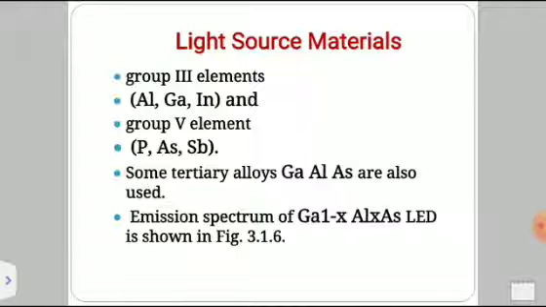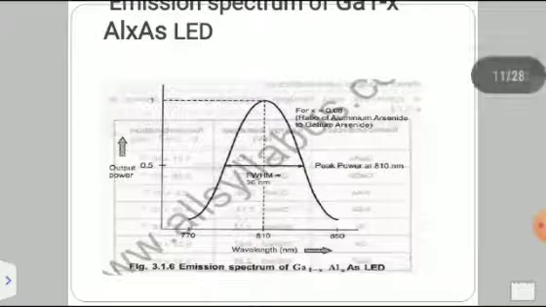And here is the emission spectrum of one of the combinations. If you consider gallium 1 minus x, aluminum x, and arsenic, where x is the proportion, that is a certain content, this LED is one of the examples shown. It is an example with experimental details, and you can see this is the emission spectrum of the gallium 1 minus x, aluminum x, arsenic LED, which is emitting photons by means of electron hole recombination.